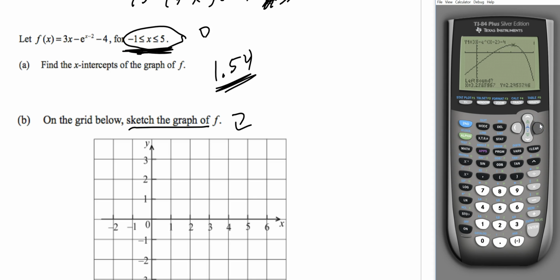Now we're going to the other one. Again, the way this works, you go to your zero and go low left. Left bound, hit left a couple times. Like literally hit left a couple times. Then go to your zero and go right a couple times. That's the way it works. Hit enter. 4.13, right? Rounded to three sig figs. 4.13.